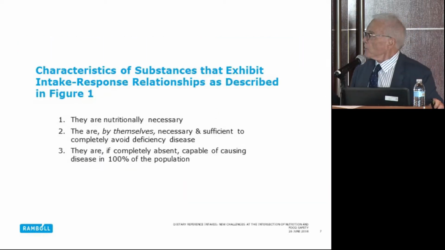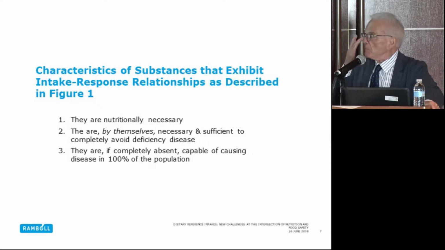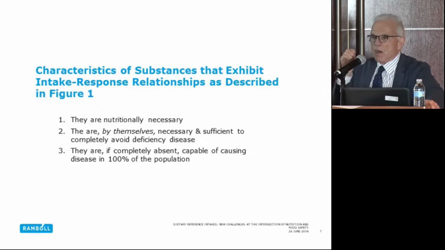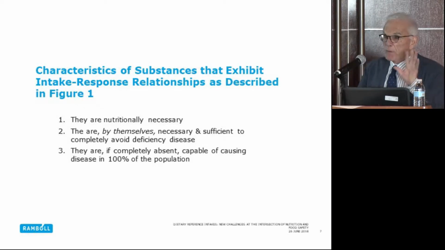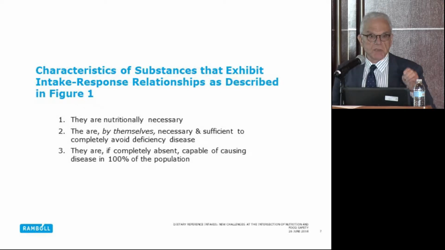Okay, so the characteristics of that dose-response curve, this is a bit of a repeat, but one way to think about this is that substances, as I described in that last figure, are nutritionally necessary, and they are by themselves necessary and sufficient to completely avoid deficiency disease. If they are completely absent, they're capable of causing disease in 100% of the population. So I'm repeating myself here, but it's an important point, because when we move to chronic disease endpoints, these principles do not apply.